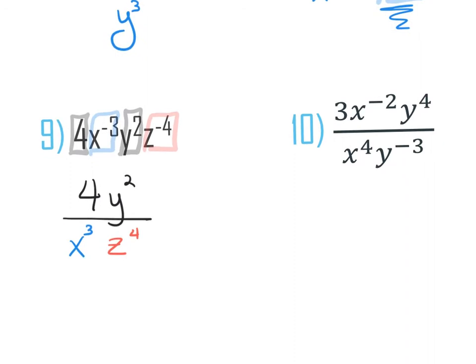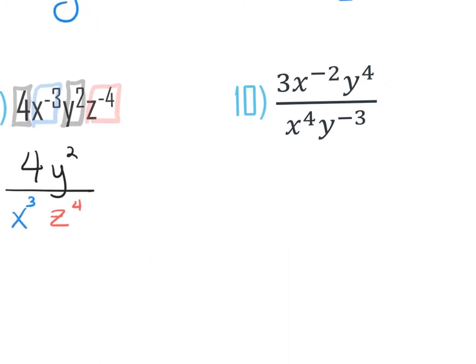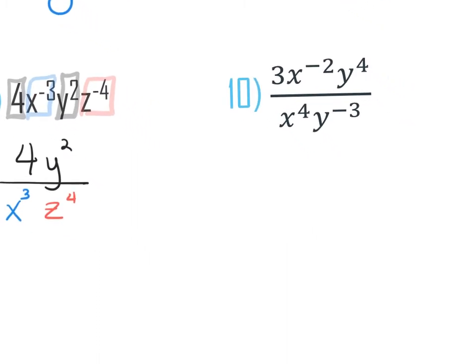Now, for number 10, we've got two different methods we could go about to solve this one. I can either decide to subtract the x's because I'm dividing them and subtract the y's, or I could move the exponents, make them positive, and then work with it. Either way. So let me go ahead and move the negatives like I've been doing. I'll show you both methods. You can decide which one's going to work better for you.